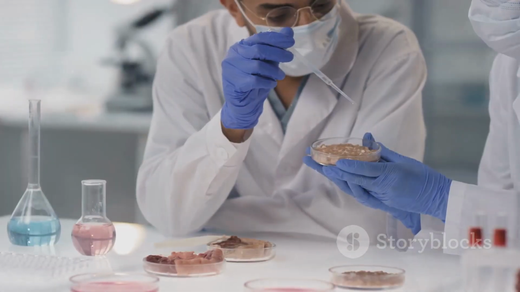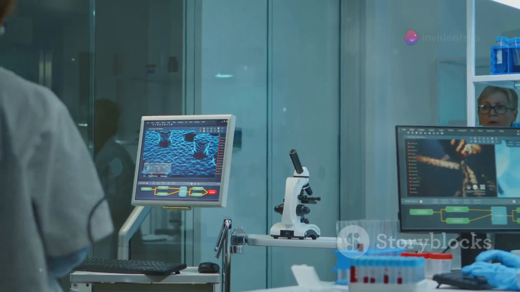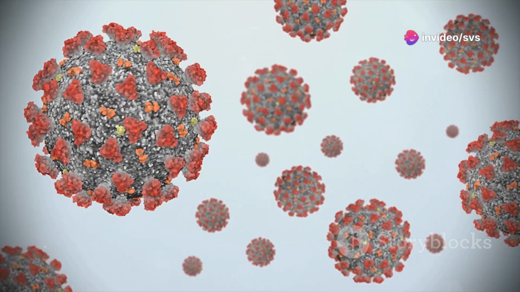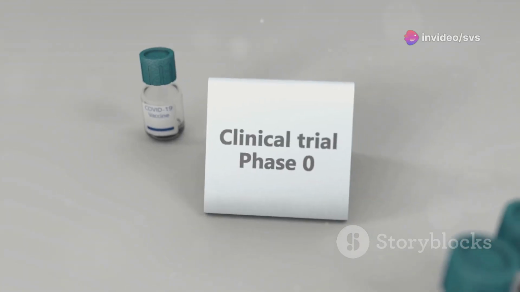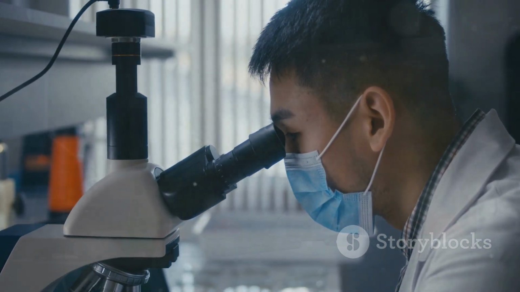Epitope-based design. This approach targets only the specific parts, or epitopes, of an antigen that are most effective at triggering immune responses. This results in highly targeted immunity with a reduced likelihood of adverse reactions. For instance, epitope-based cancer vaccines are in clinical trials to prompt targeted immune responses against tumor cells.